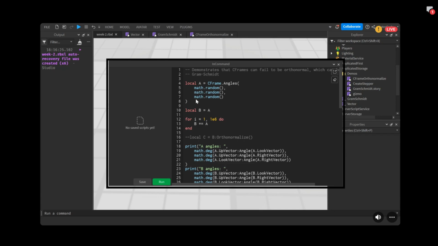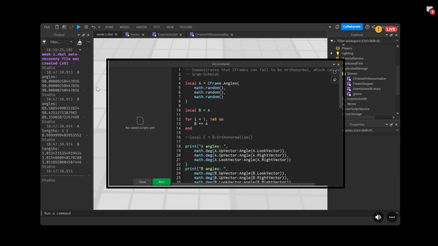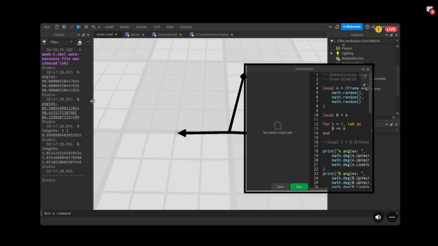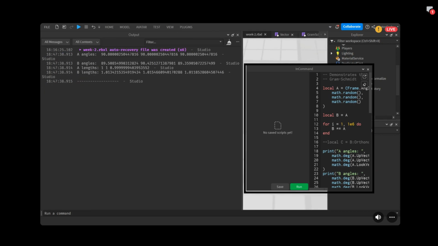We're going to start with some random C-frame, and then we're going to multiply B by the C-frame 1,000,000 times and see what we get. So we're going to run this. Hold on, let me do this again.